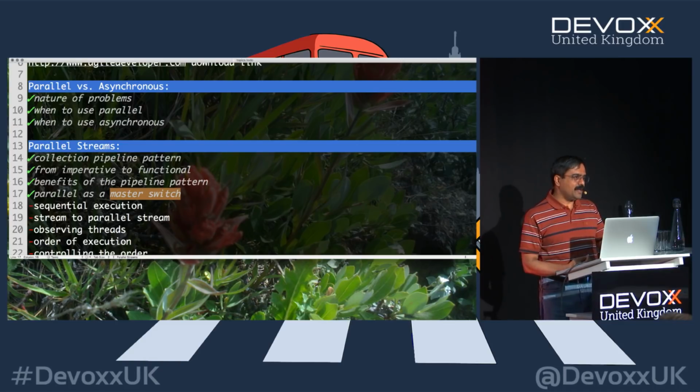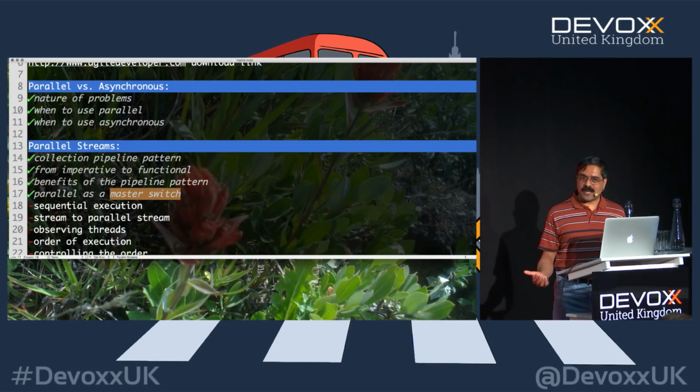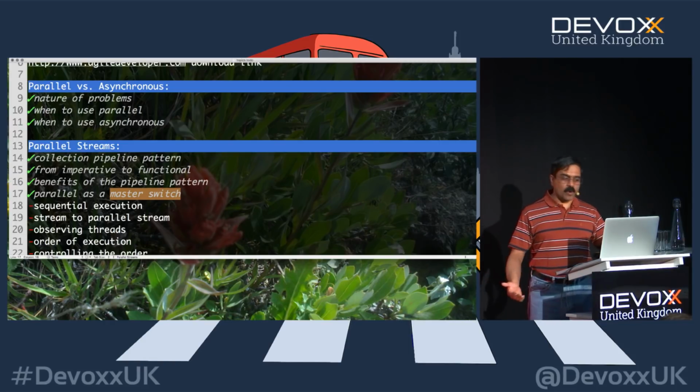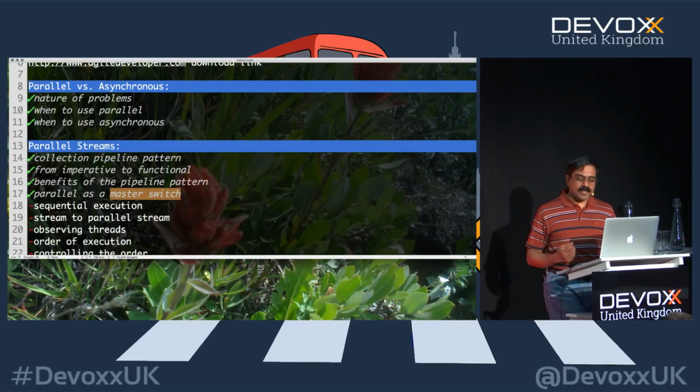Oftentimes people ask me, if it is so easy to do, why didn't they do it? Why didn't they make everything parallel? Well, because they're very smart, that's why. Because they know that not everything is parallelizable. They know that making it parallel is opening a can of worms. They don't want to do that unless we know that's what we should be doing. So this is why I call it a master switch.